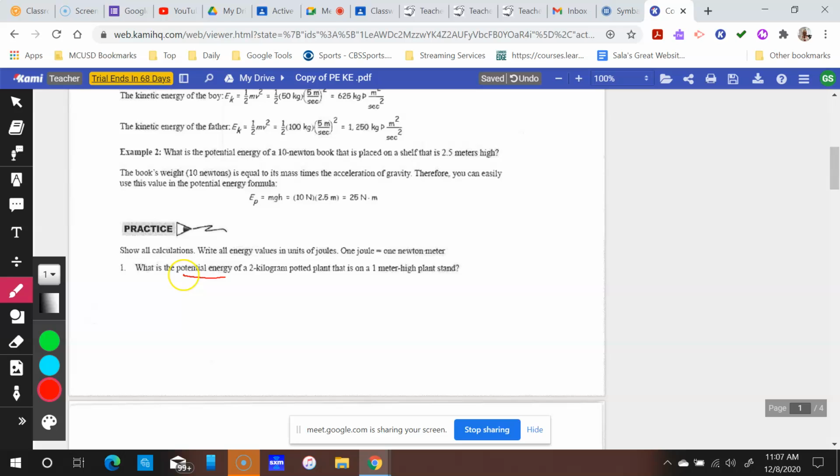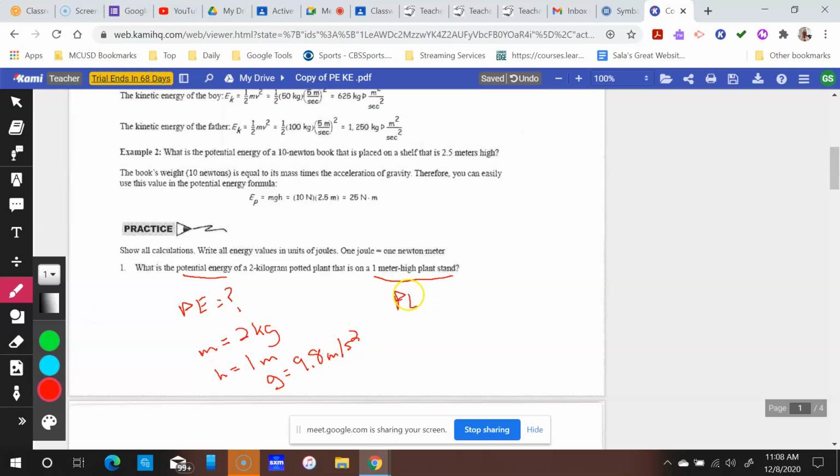So what is the potential energy? Right away, we know we're looking for that of a 2 kilogram mass that is on a 1 meter high plant stand. So we know our height is 1 meter. The one thing that's not given here, which is implied since it's not stated otherwise, is we know our local gravity is 9.8 meters per second squared.